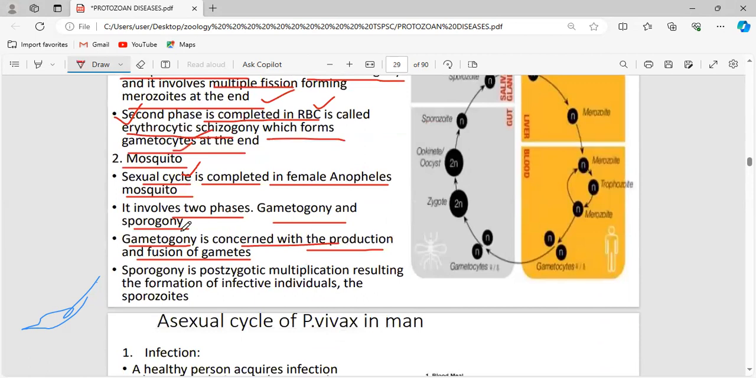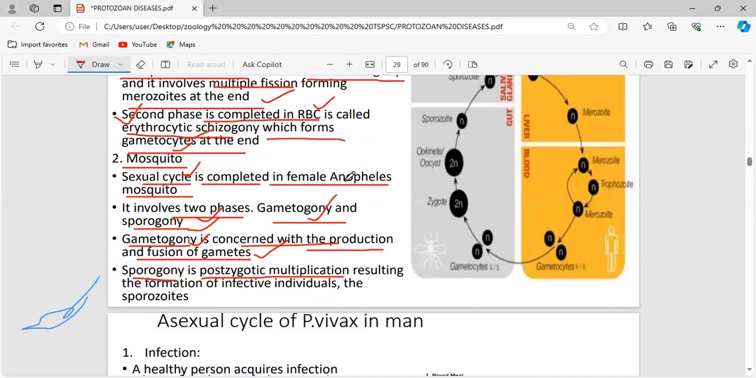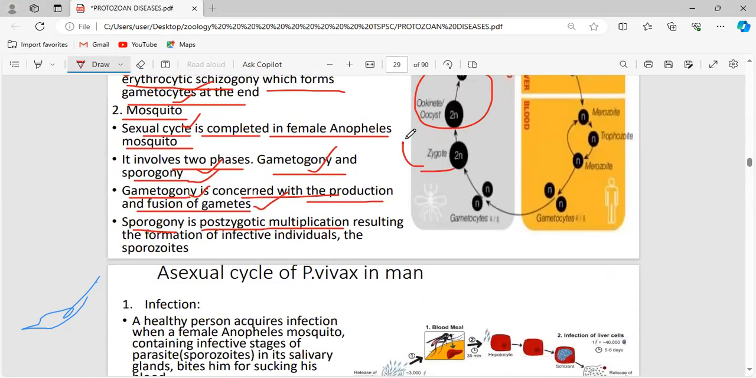Okay. See, it involves two phases in the mosquito. One is gametogony and the other is sporogony. Gametogony is concerned with the production and the fusion of the gametes. And sporogony is the post-zygotic multiplication, which means what? Sporogony happens here, where the sporocyte will be produced. After the zygote is formed, the sporogony will occur. That is why it is called the post-zygotic multiplication, resulting in the formation of infective individuals, the sporocytes.